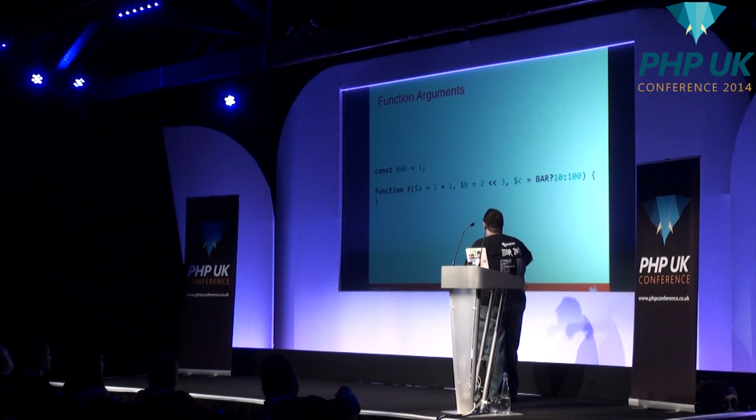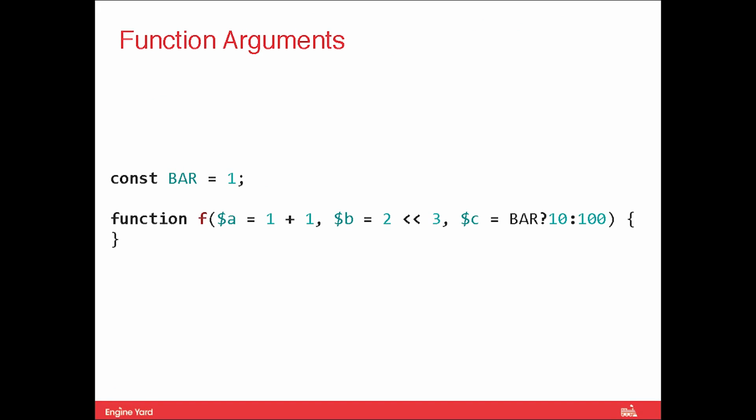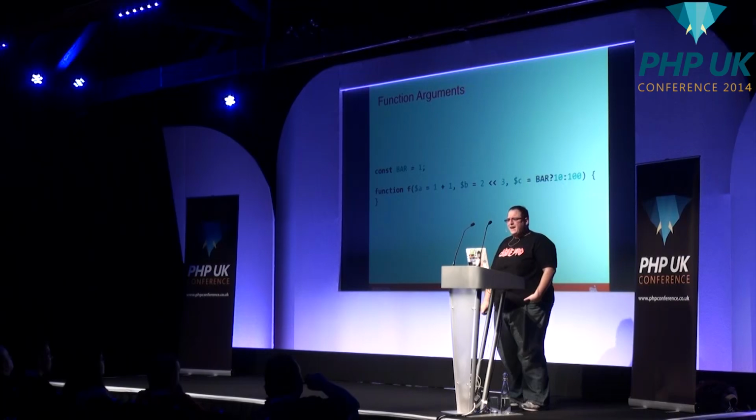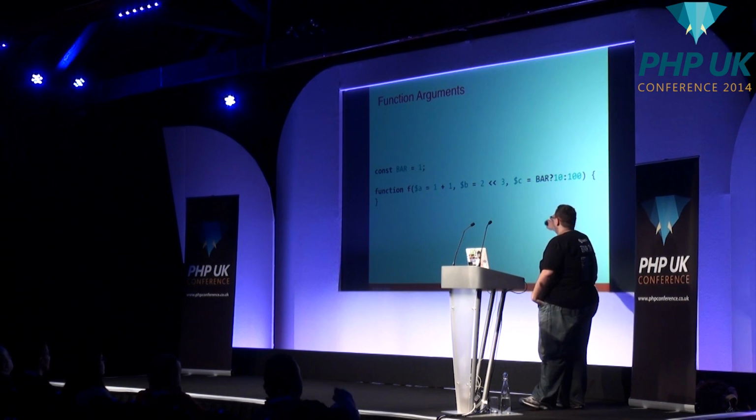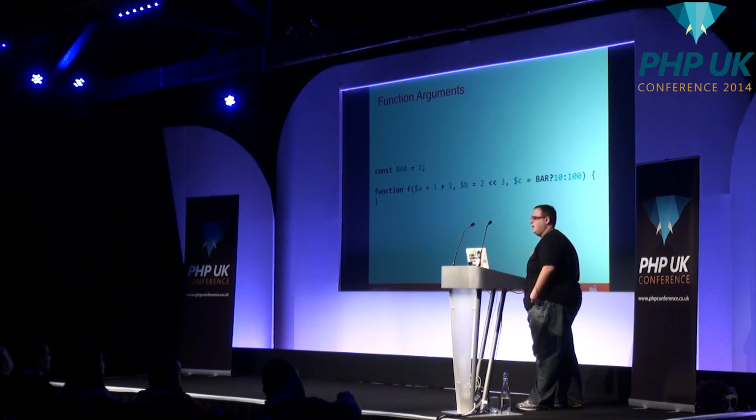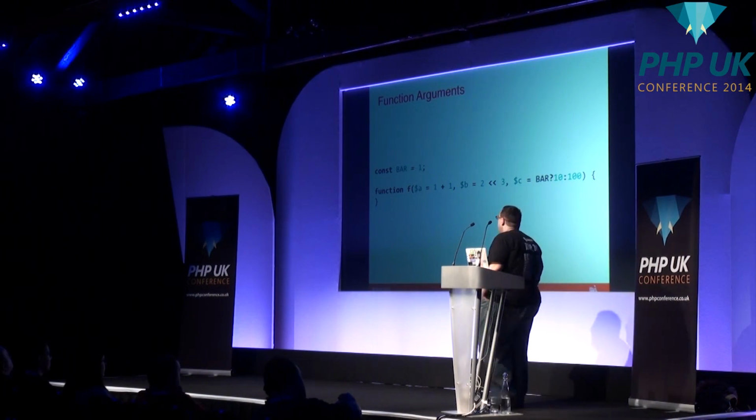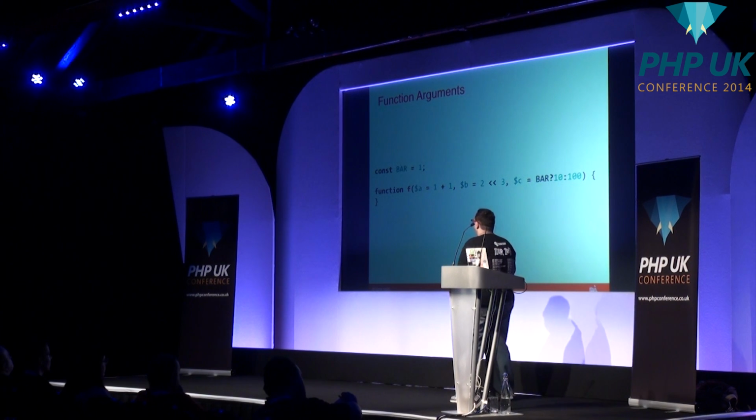There it is. So now in your arguments, you can actually have expressions to create values. So for example, this last one, C equals bar, question mark, which is ternary. So if bar is positive, then it's 10. If it's negative, it's 100. I would never use a constant for that kind of thing. But it could also be some other static value as whatever. So this one is really quite powerful.